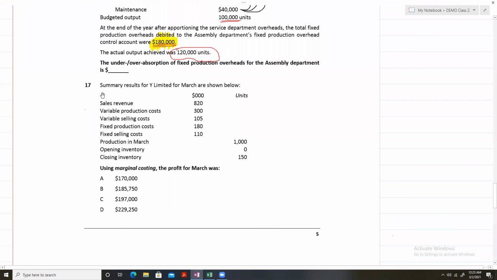Now, this is question number 17. This is a very good question. I am not telling you anything right now about it. Just take this question as homework. Try to do it yourself, and if you find anything difficult, let me know and I will sort it out for you.